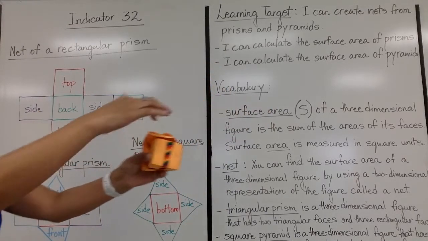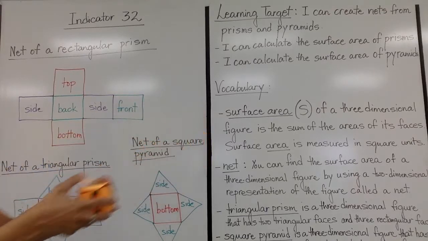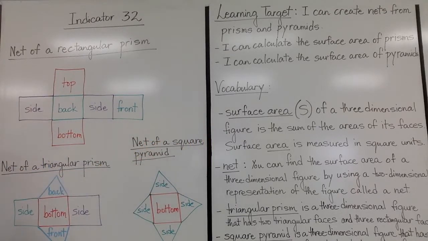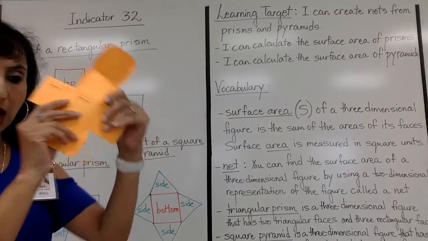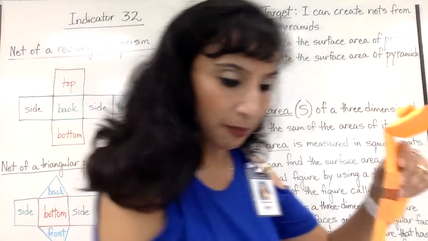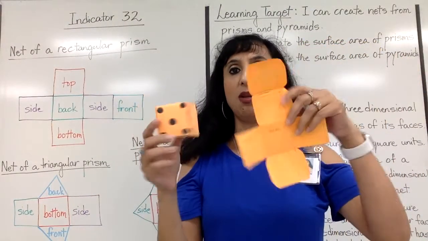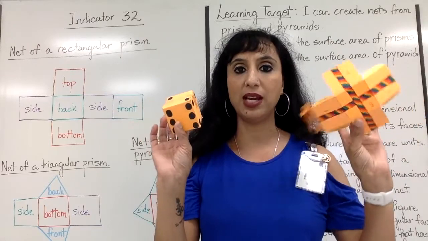And then you have a top and you have a bottom. So top and bottom. So this is what the net of a rectangular prism looks like. If I take the 3D rectangular prism and I open it up, this is what it's going to look like. But otherwise, it could look like this. These are all made by students, by the way, because I give you these.